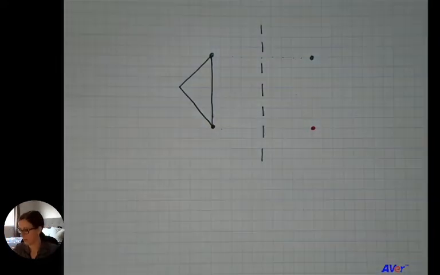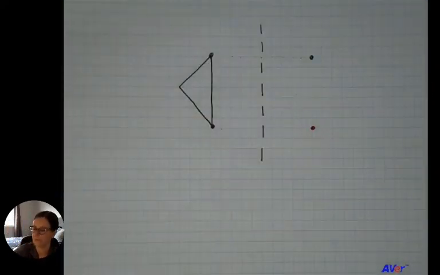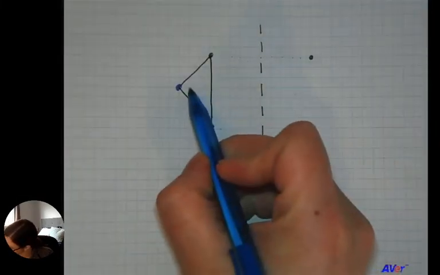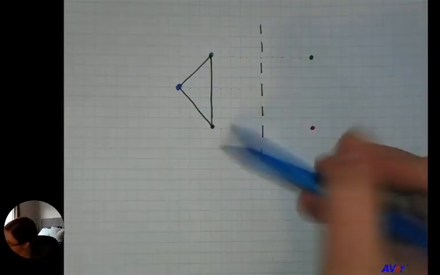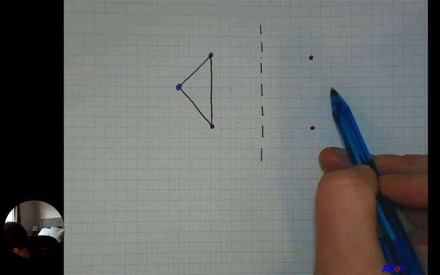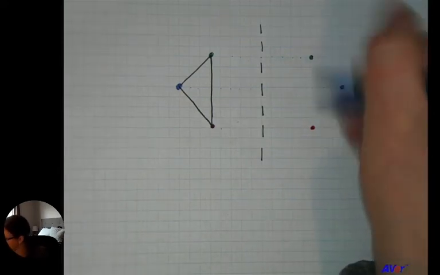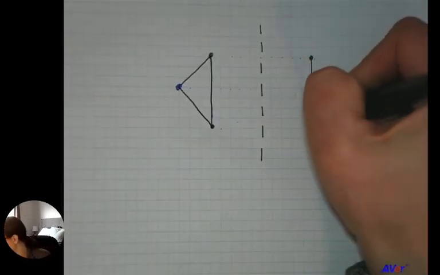And now let's do our last one. Let's do this one as blue. Okay, so let's move this one. 1, 2, 3, 4, 5, 6, 7, 8. So there it is reflected here. So now we've got the 3 corners of our triangle. So now I can play connect the dots.